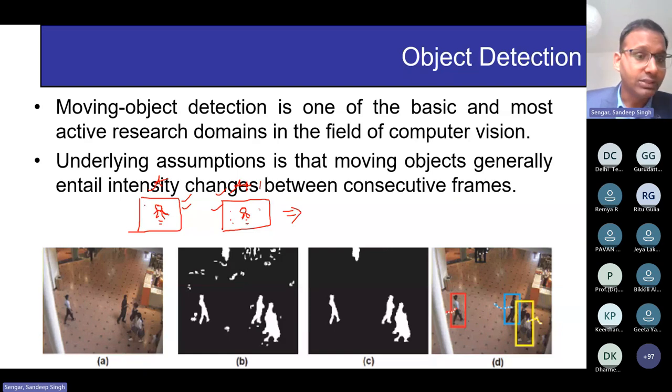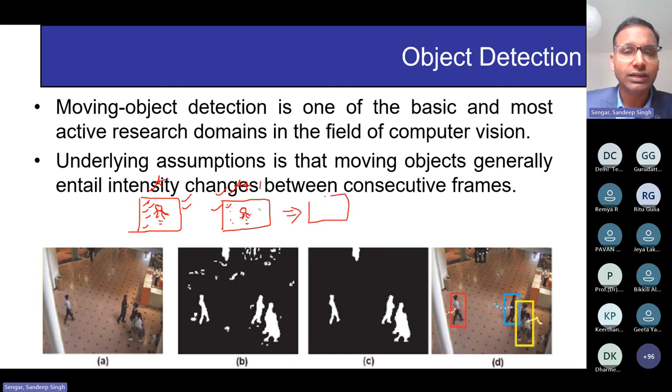Why? Because the background, this white background, has a value of 255, and the foreground will have some other value. So if you subtract background from background, there will not be any change: 255 minus 255 is zero. So everywhere there will be zero except that particular location.